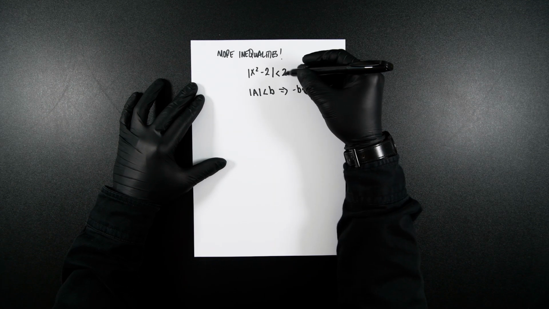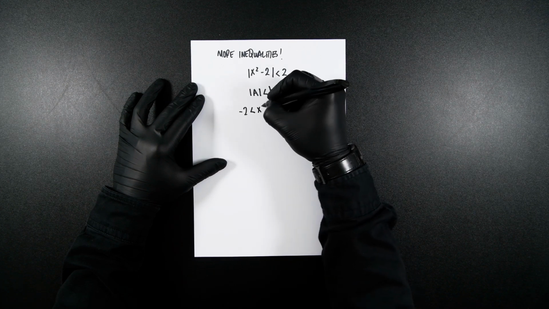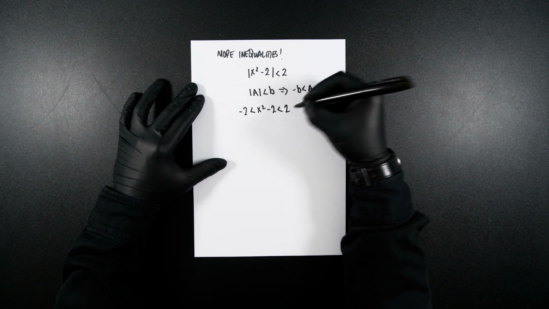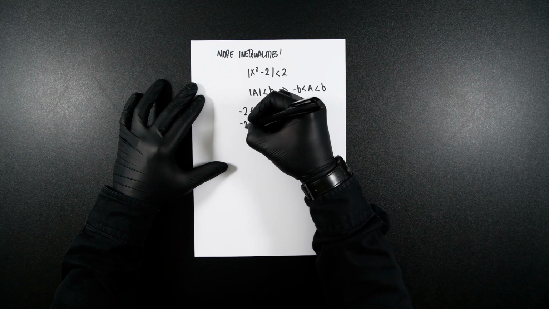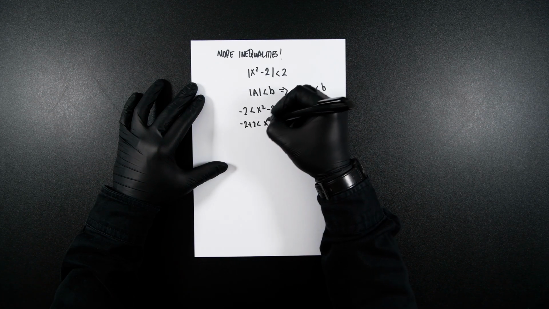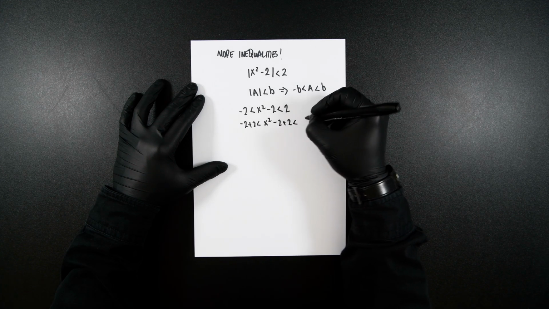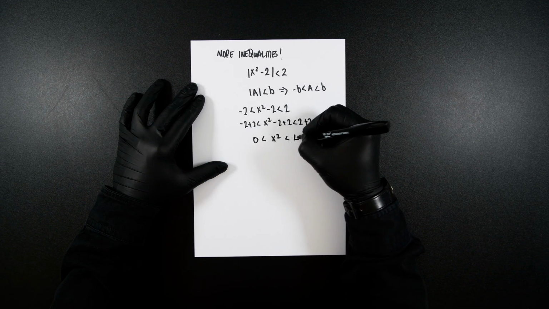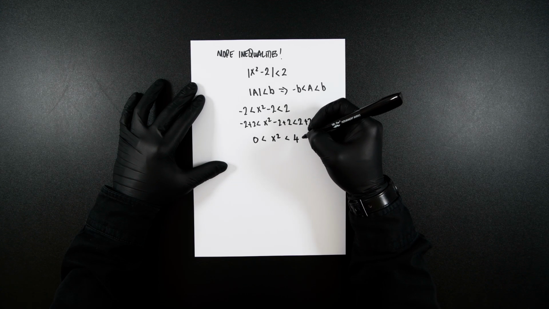In this instance, our b value is 2, so it's minus 2. We have x squared minus 2, and that's less than 2. We can now add 2 to every single part, so we can get rid of the minus 2 in the middle. So you're going to get 0 is less than x squared, which is less than 4.